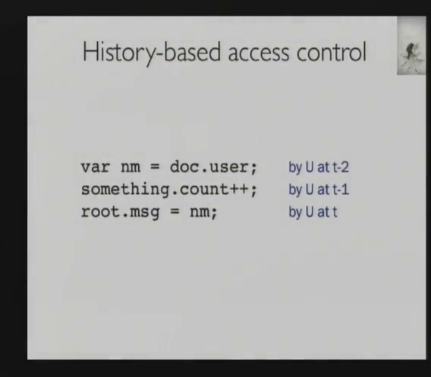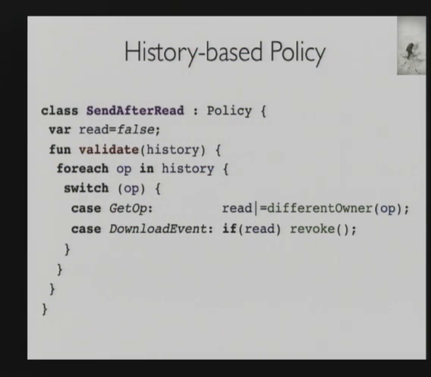So what would be a policy? As I said, they're user-defined. This is pseudocode to define a policy. This would be the no-send-after-read policy, which says: for each operation in the history, if you see a get operation, that is a read, of data that belongs to a different owner, for instance you are untrusted and you're reading from a trusted object, then set the read field to true.